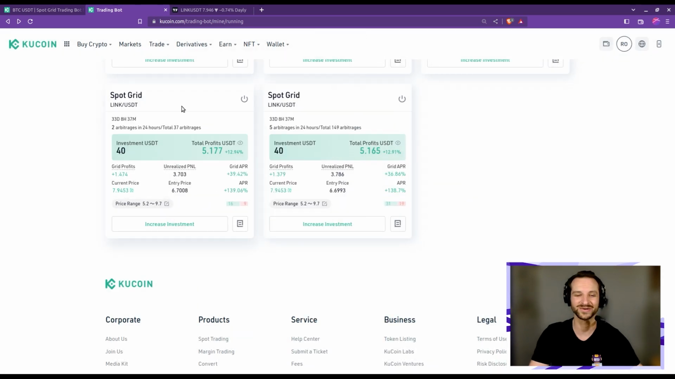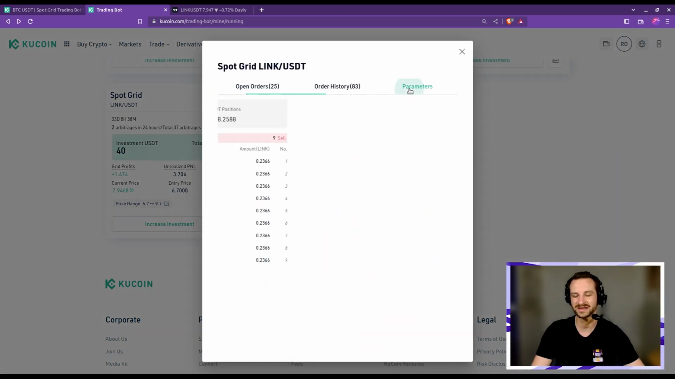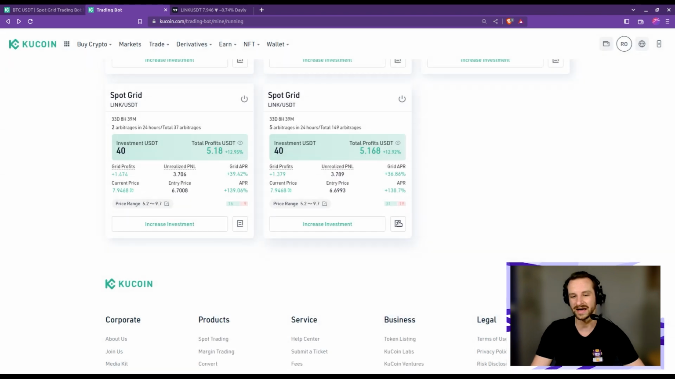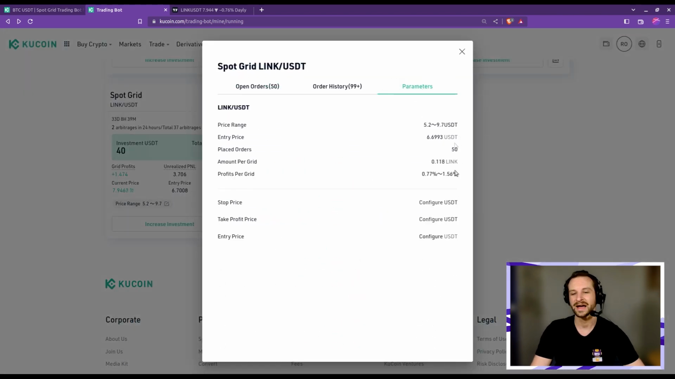All right, what are we going to do with these 2 now? I only want to keep one bot running for good. You can see that the profits have been very similar and the grid APR as well, but this one is the one that has the highest grid APR. So probably the best balance in the parameters is somewhere in between those 2 bots. Let's look at the grid percentage. This will help us. So this one with 25 orders has an average profit per grid between 1.7 and 3.3, while the other one with 50 orders has an average profit per grid between 0.8 and 1.56. So I think we should aim for something in between, something between 1 and 2%.